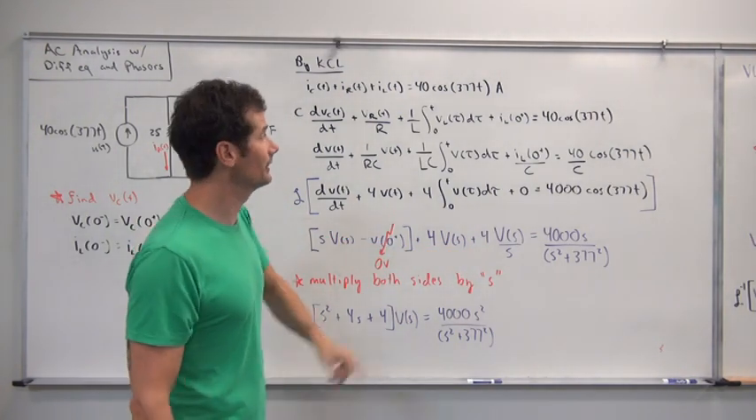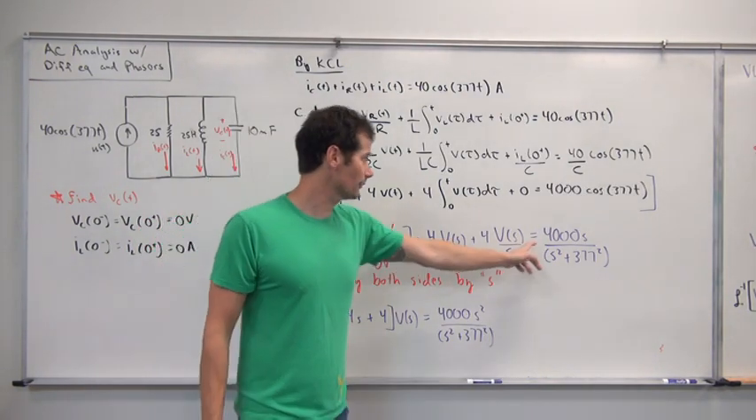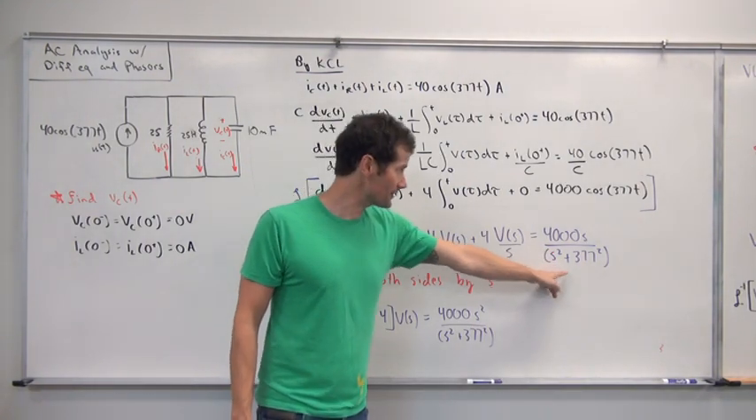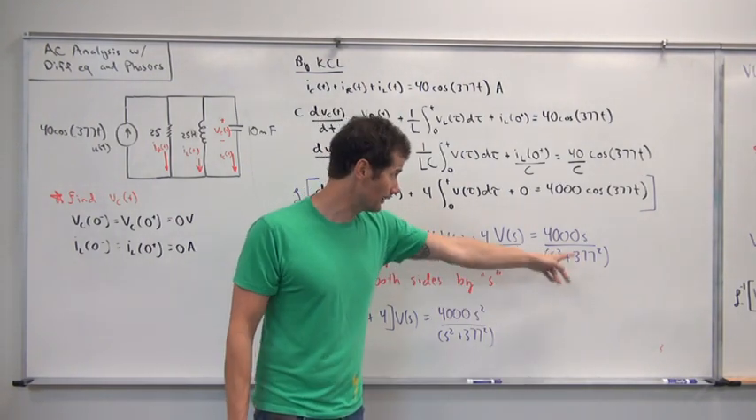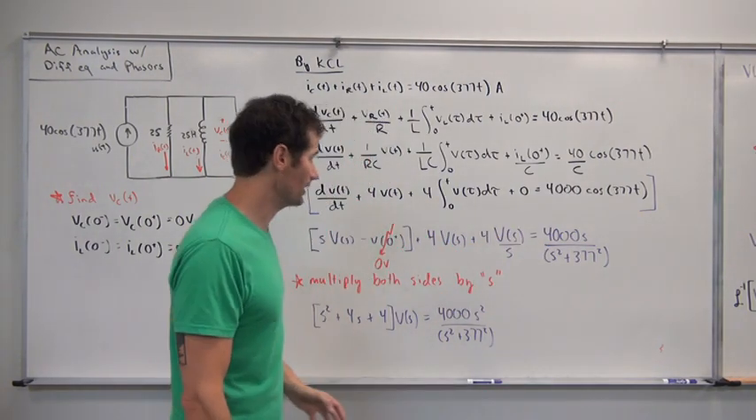Also remember that if we did have that initial condition in there, it would have to be divided by s too. And that's equal now to 4,000 s over s squared plus the angular frequency squared. So that's the form of the Laplace transformation of our cosine right there.